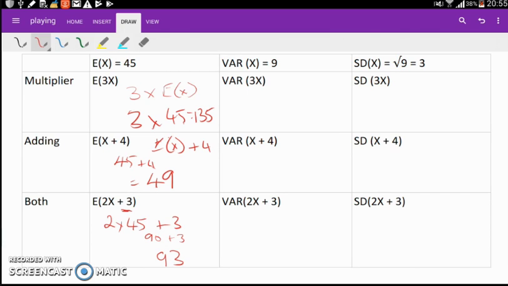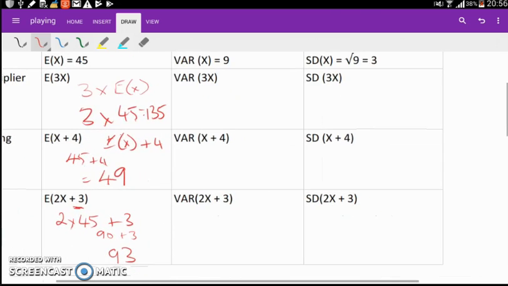Okay, so expected values are nice and straightforward. They're changing exactly as our x value is changing. Okay, so standard deviation. We're familiar with standard deviation from level 2 and normal distribution. So if our variance is 9, then our standard deviation is the square root of 9, which is 3.